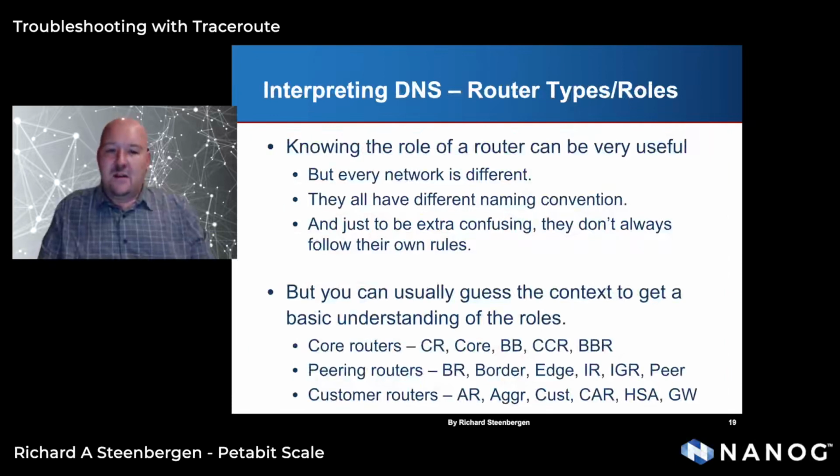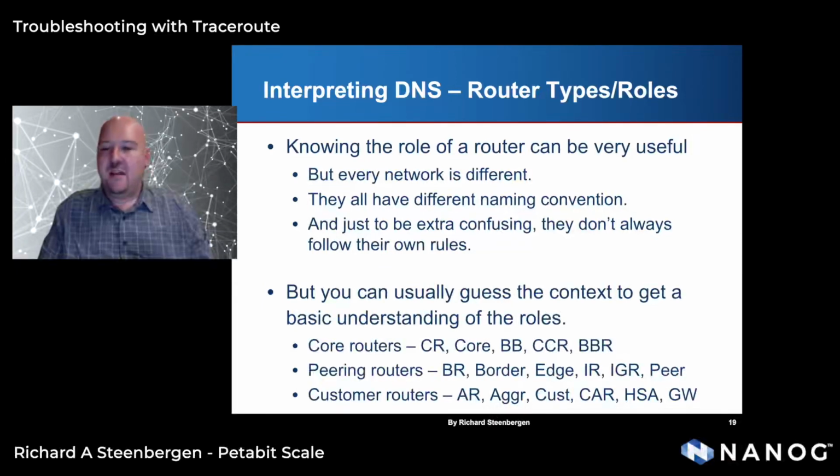So now we're going to look at knowing the role of the router. So remember, every network is different, but they all generally have some kind of a naming convention. But just to be extra confusing, sometimes they don't always follow their own rules. So you can usually guess the context. So an example of a core router: CR, core router, core, BB for backbone, CCR for core, BBR for backbone router. Peering routers, you tend to see things that are named like BR, border router, border, edge, interconnection router, or peer. Those are some really common ones.